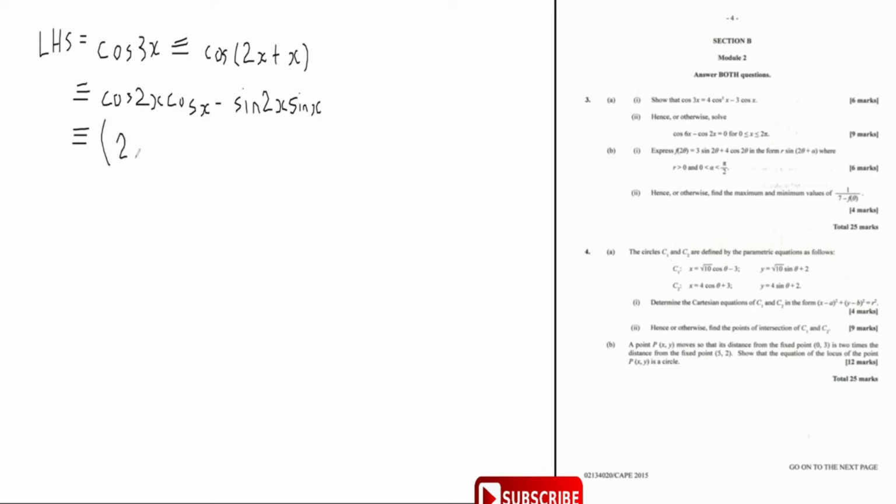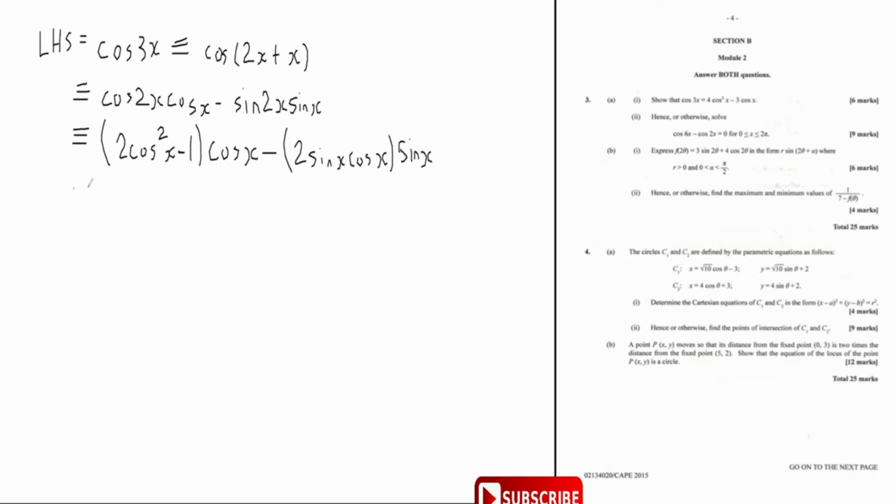So I'm going to write 2 cos square x minus 1. That is the double angle formula for cos 2x, and it is being multiplied by cos x. Minus sine 2x, and as you know, sine 2x is 2 sine x cos x. And that is being multiplied by sine x.